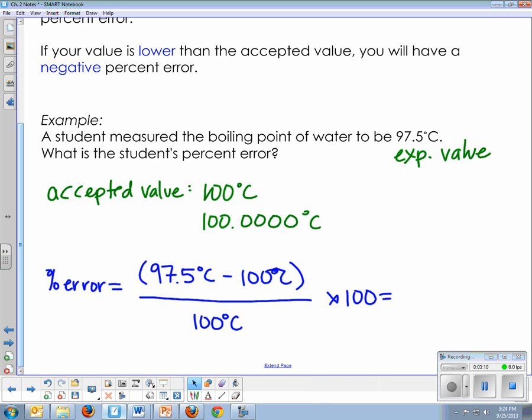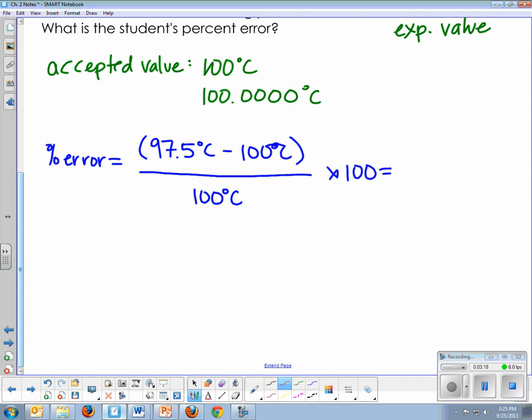So in doing the first part in parentheses, 97.5 minus 100, you get negative 2.5. So I'm going to actually write my steps out here. So on the top, negative 2.5 degrees Celsius divided by 100 degrees Celsius. Okay, and we're going to multiply that by 100. So the top number, notice I kept it negative 2.5. The 0.5 is one digit after the decimal. Well, I have 97.5. That has one digit after the decimal.